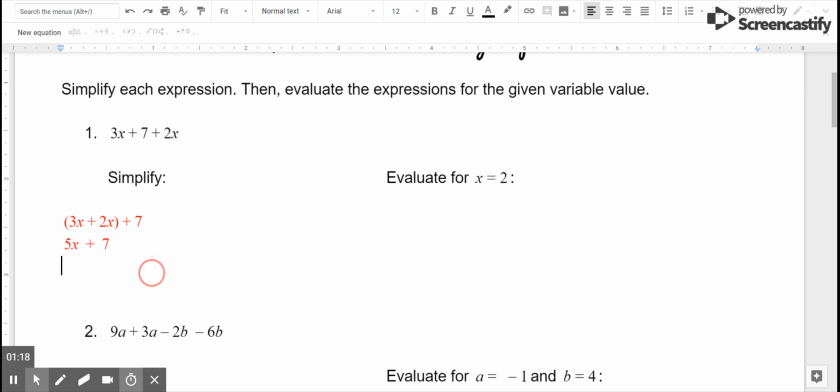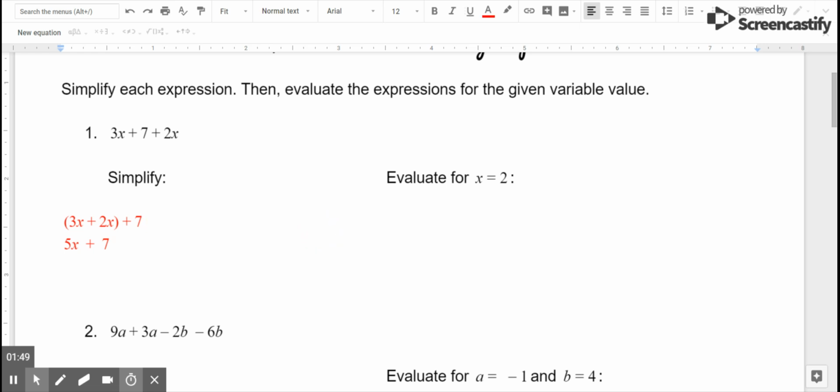And remember that even though there's a plus sign in my answer, that's as simple as it can get because this 7 is not an x term. So without knowing what that x value is, I can't combine 5x and 7 any more than that. So your answer for number 1 should have been 5x plus 7. Now we need to evaluate that for x equals 2. So evaluate, that means figure out what this expression equals if x is 2.